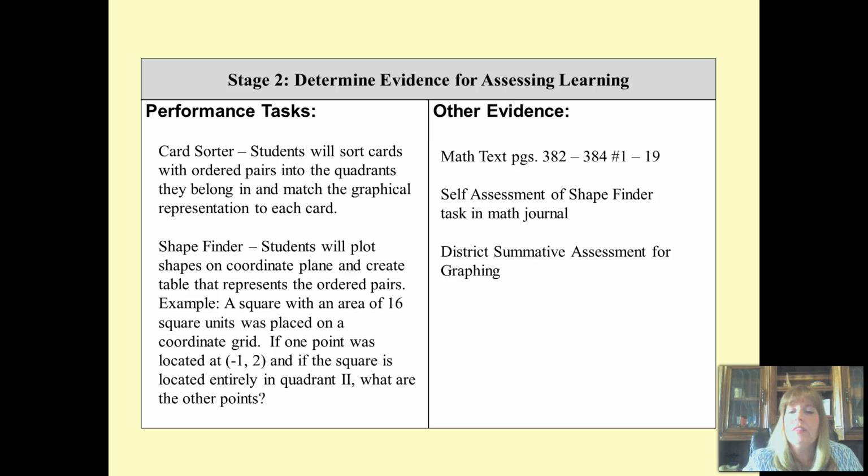And then the district has created a summative assessment. I've asked you to look over that. I really think it does a better job than the textbook on making sure it has the right level of rigor for the students, and that's going to be really important to make sure we're testing them at the level that we need to. All right, is everybody in agreement with our assessment?